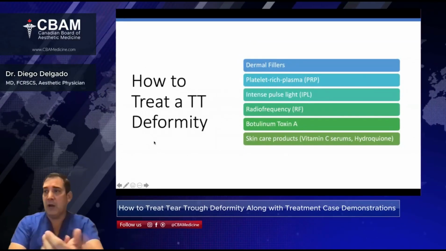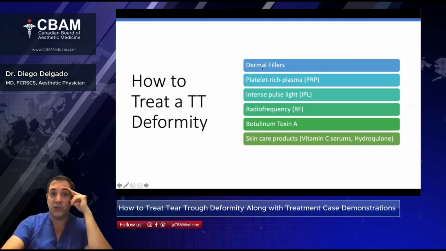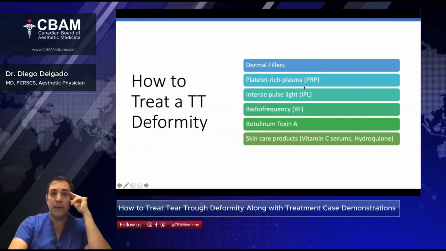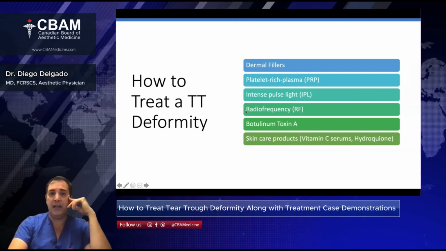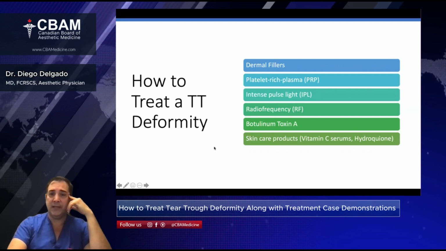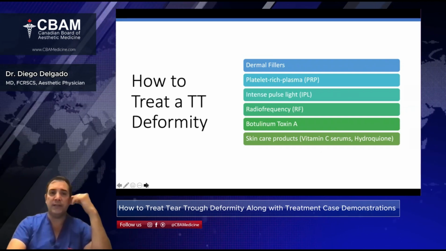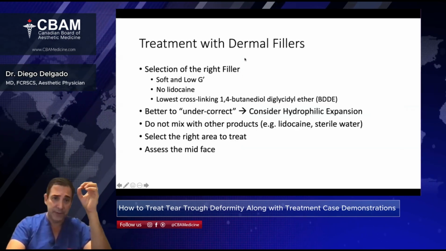So let's talk about how we treat tear trough deformity. We have different products, as you can see here, from fillers, PRP, IPL, radiofrequency. Of course, you can use botulinum toxins, and then you have different skincare products, which I think are essential when you treat the under eye area.